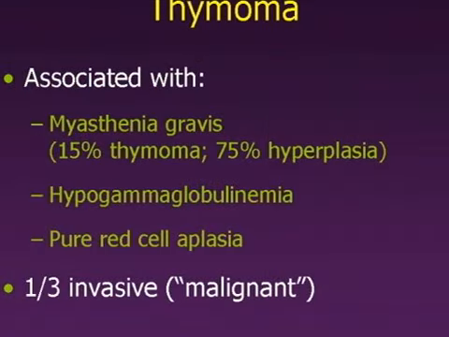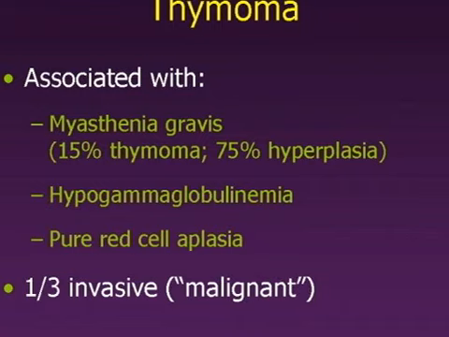They are associated, as we all know, with myasthenia gravis, occurring in about 15% of cases. 75%, far more common, of disease associated with myasthenia gravis is thymic hyperplasia, not thymomas. They're also associated with hypogammaglobulinemia and pure red cell aplasia.